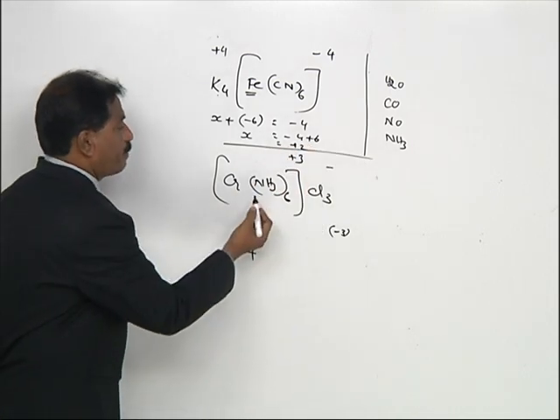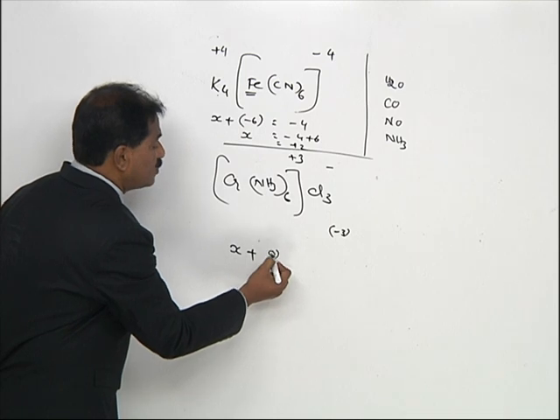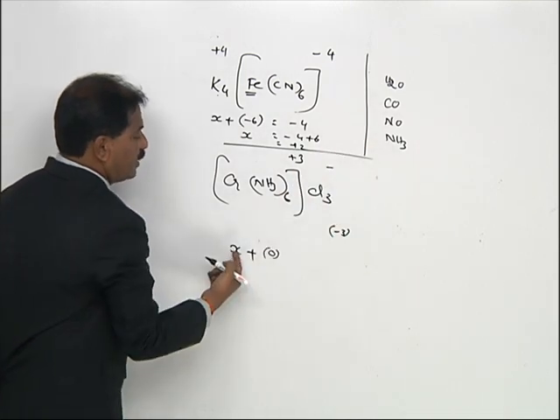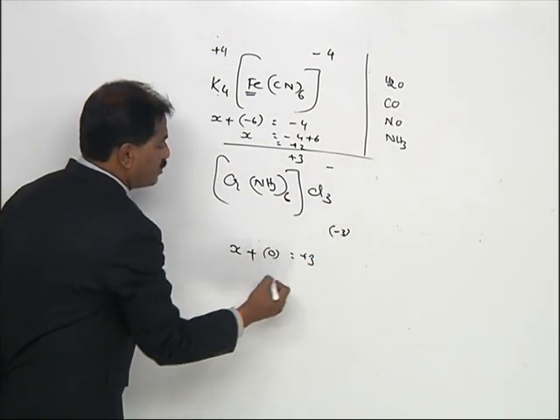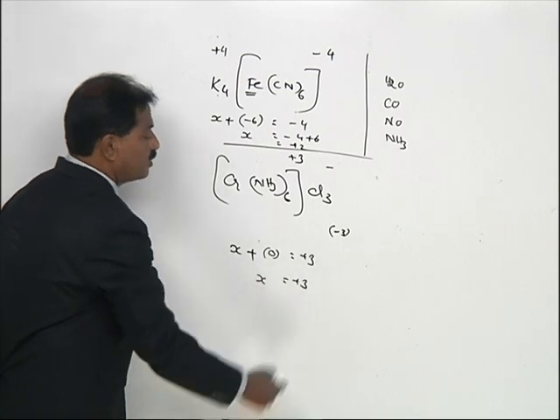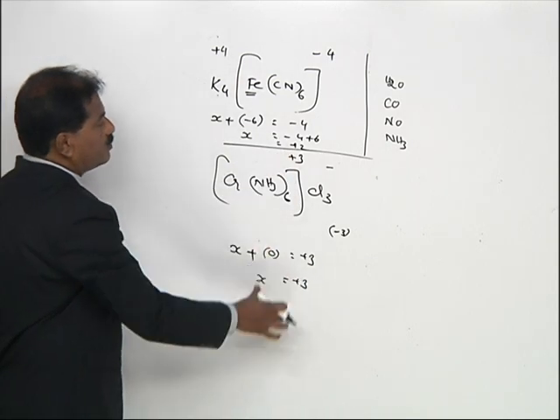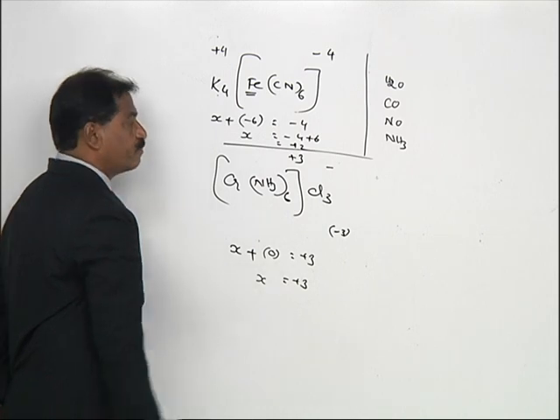Similarly, X, ammonia. Each ammonia has oxidation state 0, neutral ligand. X plus 0 is equal to plus 3. Therefore, X is equal to plus 3. So, like that, for complex molecules, apply the principles in this manner. Okay.